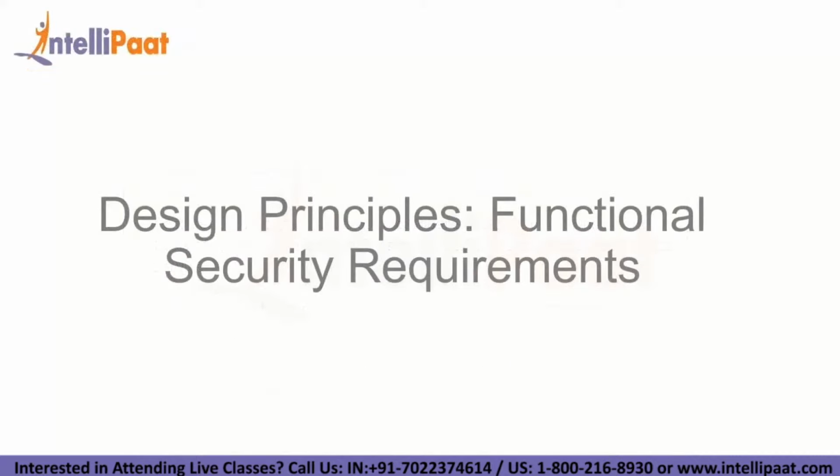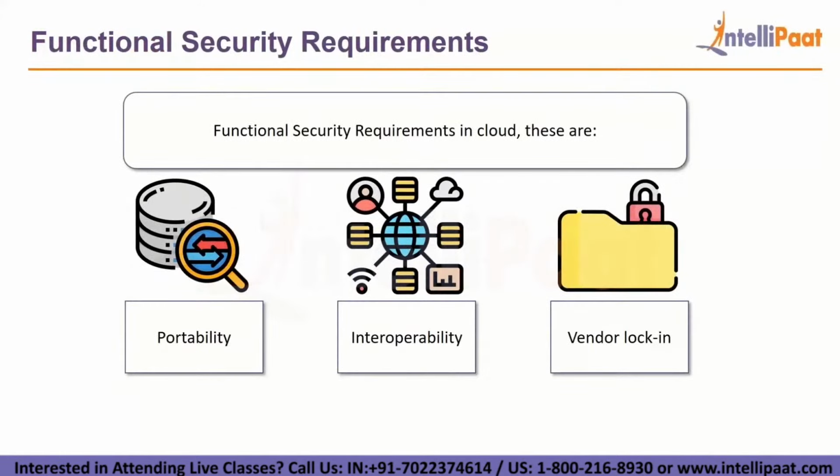Then come the functional security requirements. Functional security requirements in clouds are portability, interoperability, and vendor lock-in. Portability, as we have already discussed, is the easy and secure moving of data from one service to another. If I have a server and a database and both need to have access to each other, are they able to do it? That's essentially portability. If I want to move my data from one server to another server of another service provider, such as from AWS to Google Cloud Platform, am I able to do it, and with how much effort is it doable?